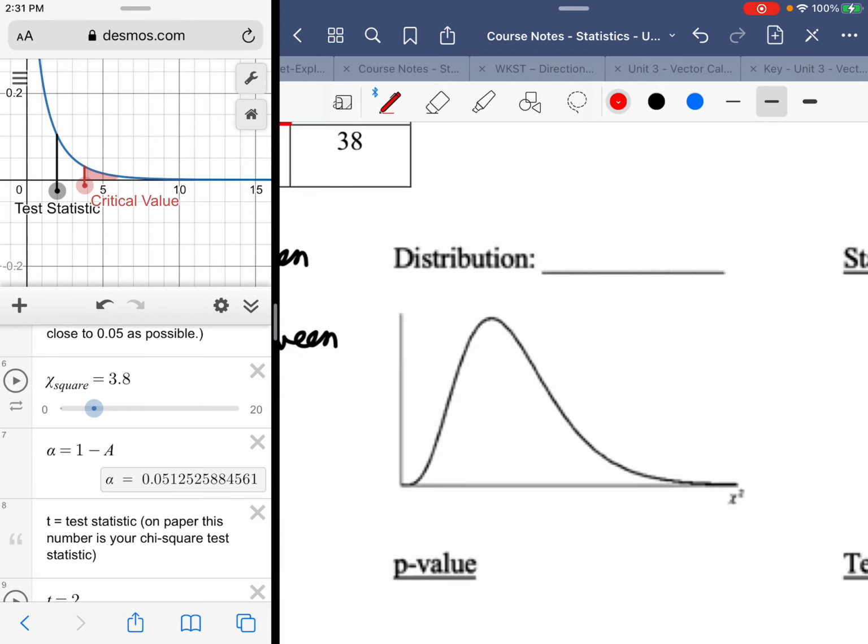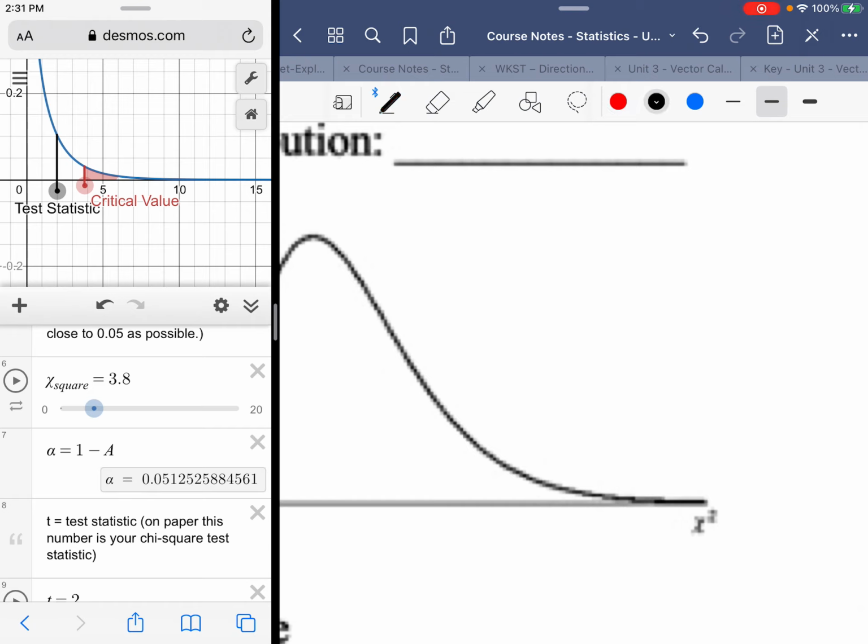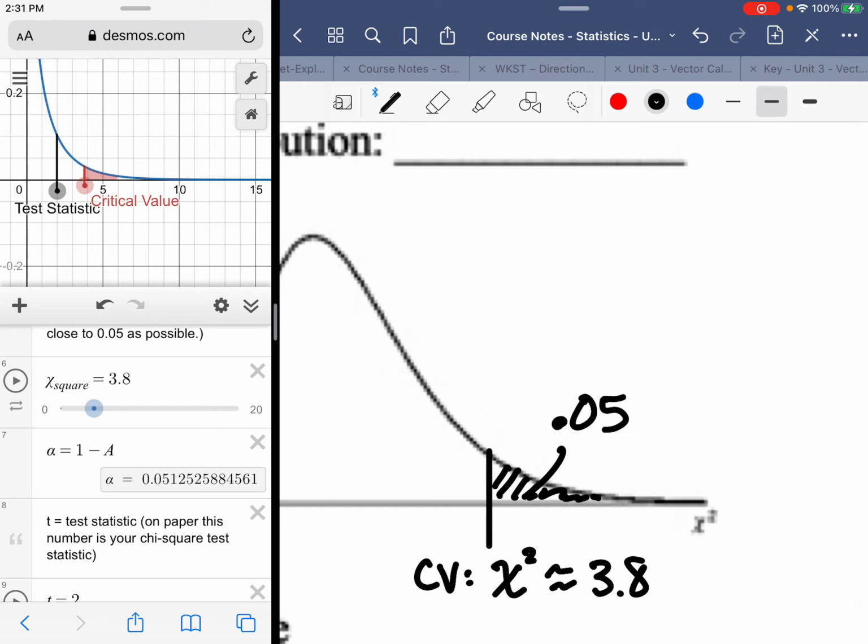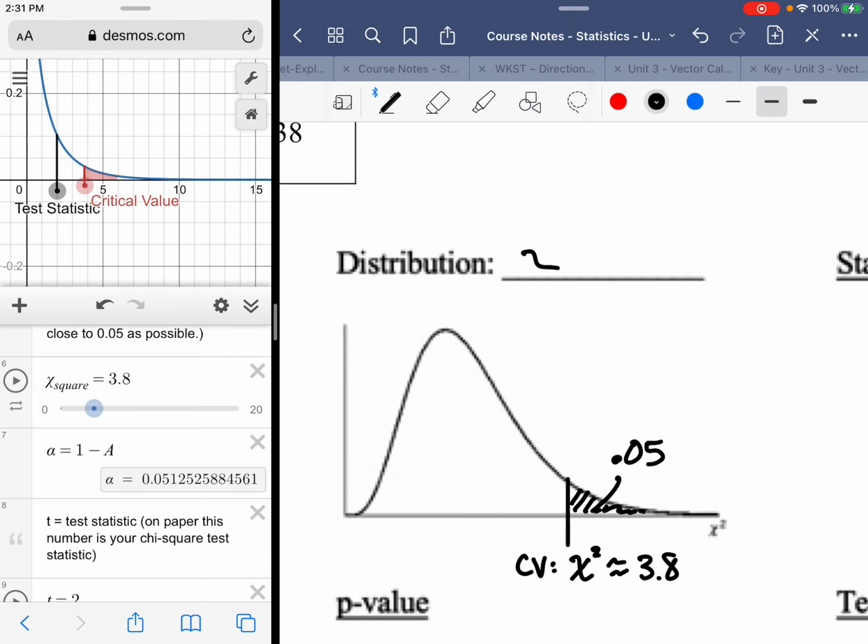All right, so in the right tail, I have a critical value for chi-square of about 3.8. According to Desmos, it's exactly 3.8, but I say about because this area isn't exactly 0.05 in Desmos. So whatever we get as a chi-square is only going to be an approximate, and that's okay. And by the way, the distribution is chi-square. It's a nice, almost script-looking chi with a nice straight-through.